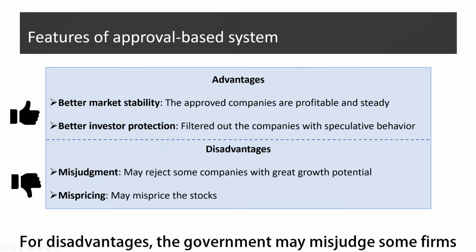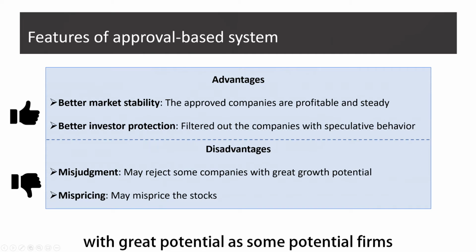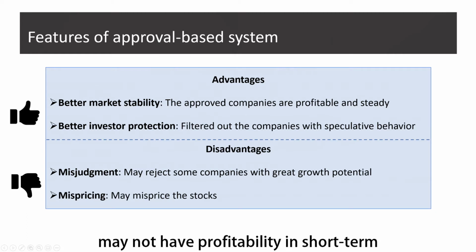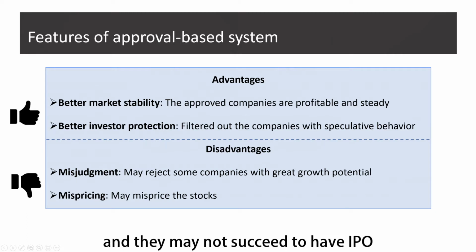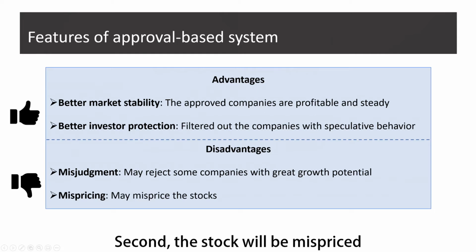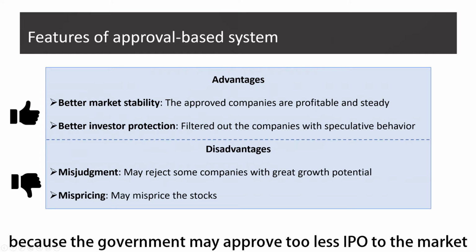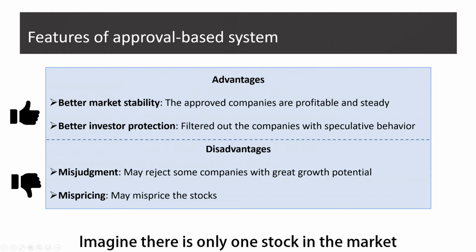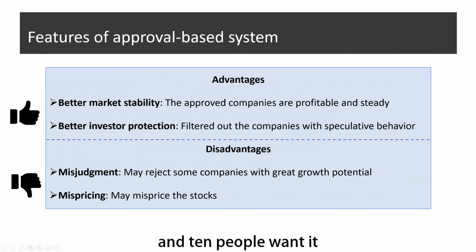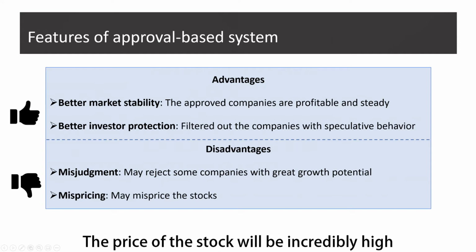For disadvantages, the government may misjudge some firms with great potential, as some potential firms may not have profitability in the short term, and they may not succeed in having an IPO. Second, the stock will be mispriced. The price of the stock is higher than the true value because the government may approve too few IPOs to the market. Imagine there is only one stock in the market and 10 people want it. The price of the stock will be incredibly high.